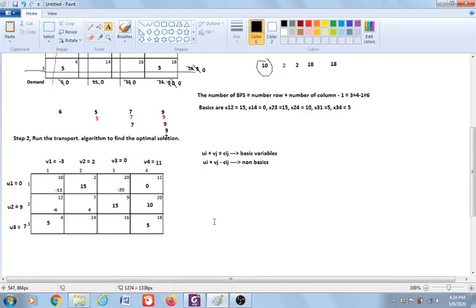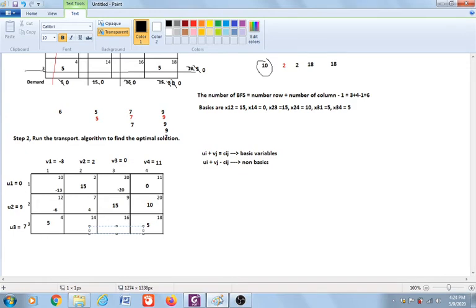Okay, so here I have 7. 7 plus 2, 9, minus 14, minus 5.